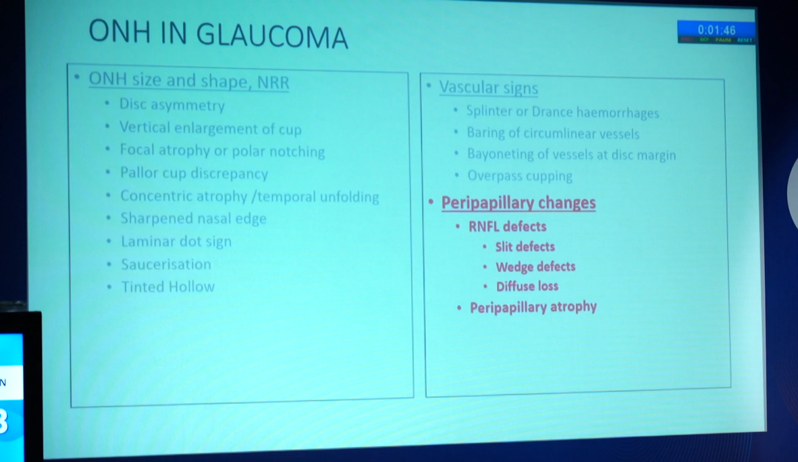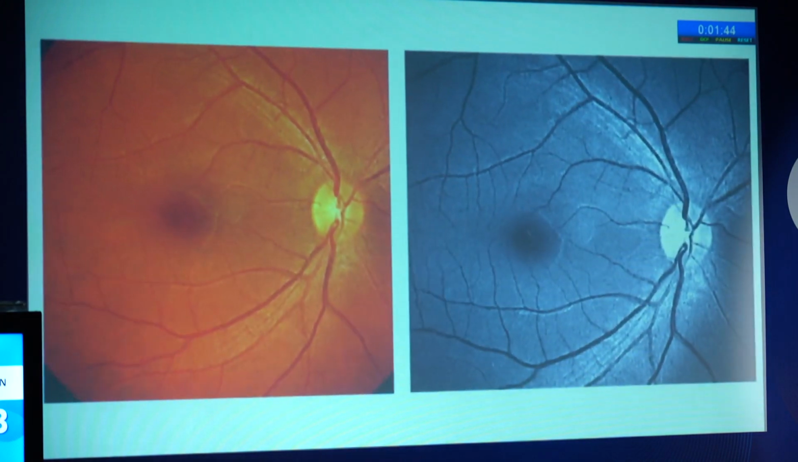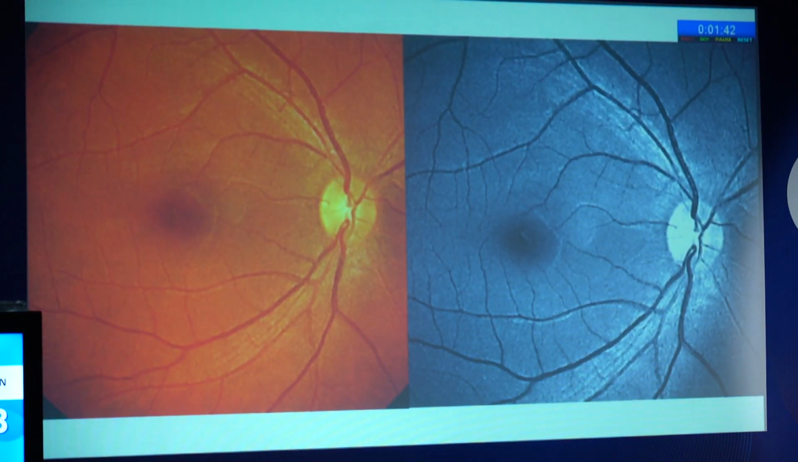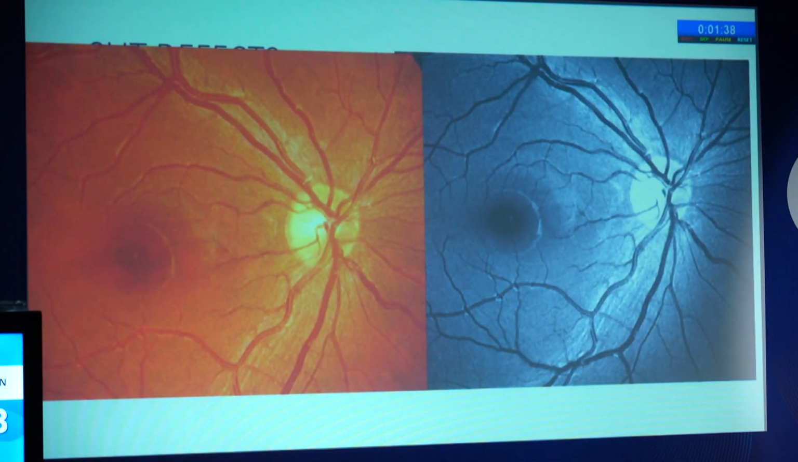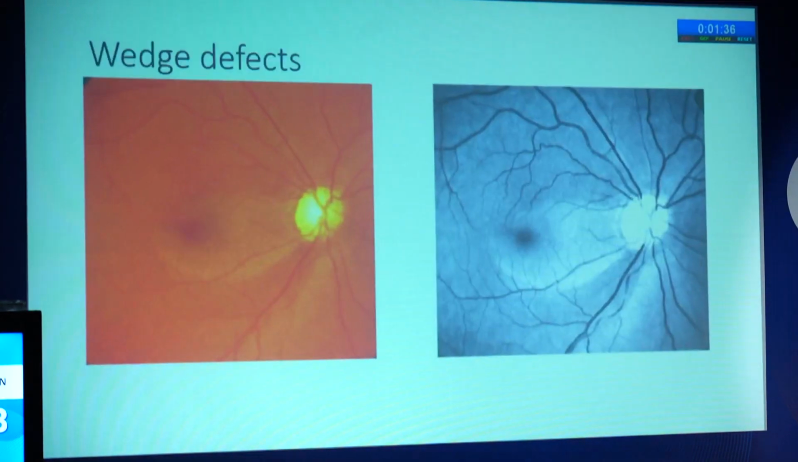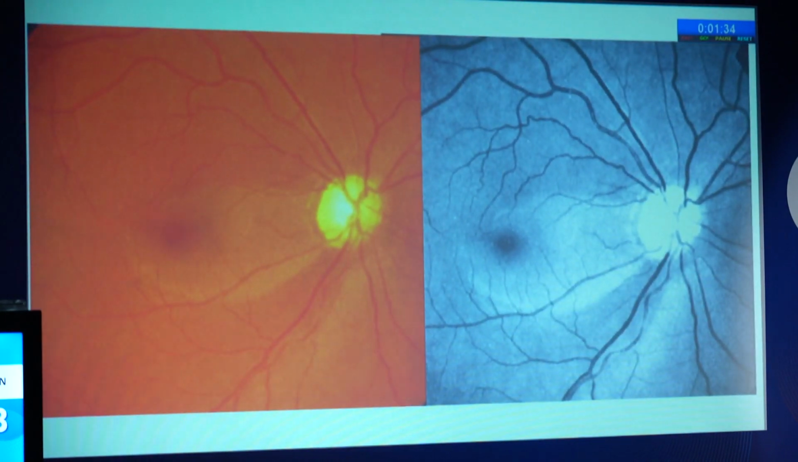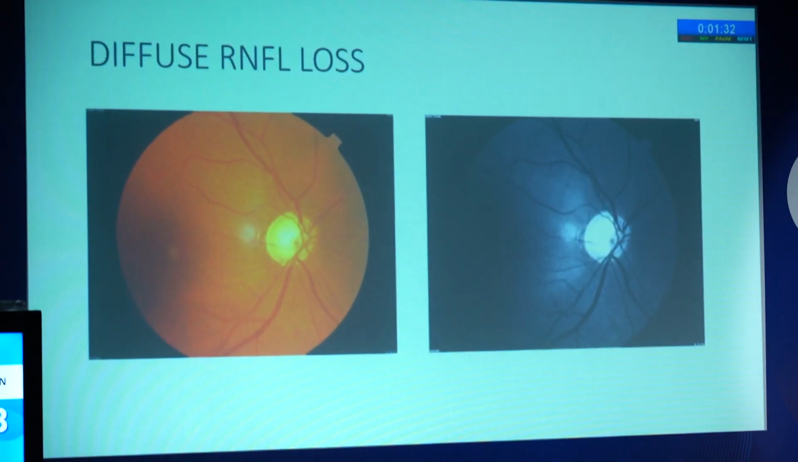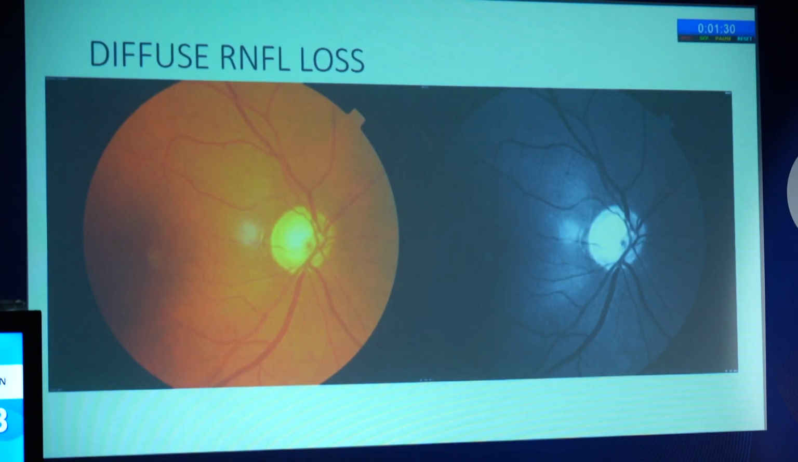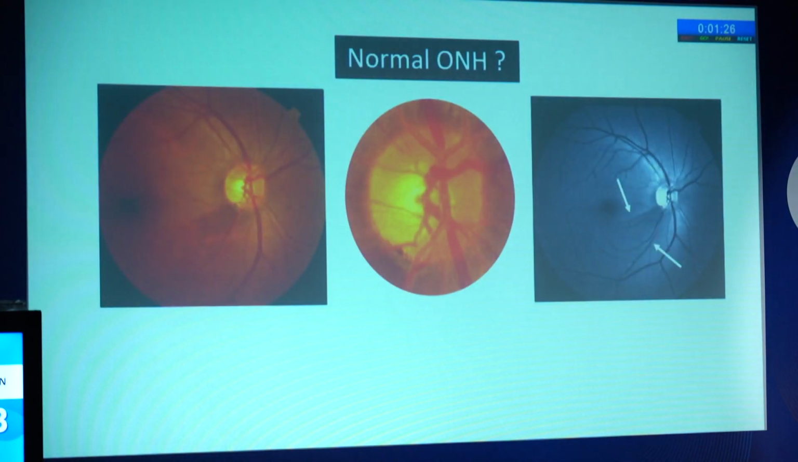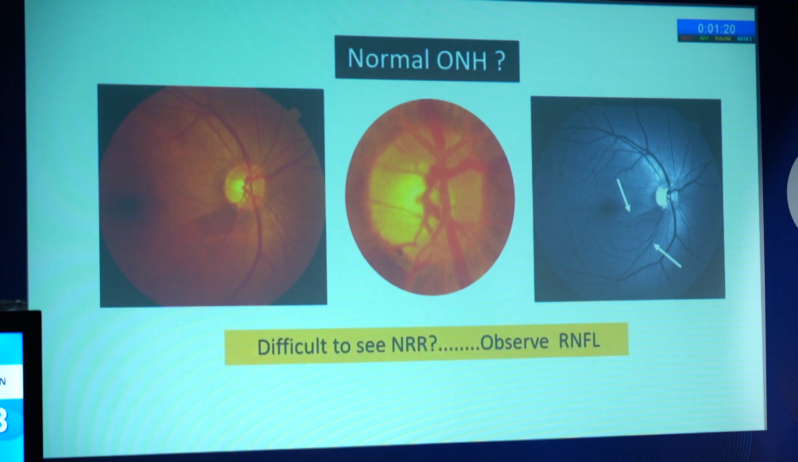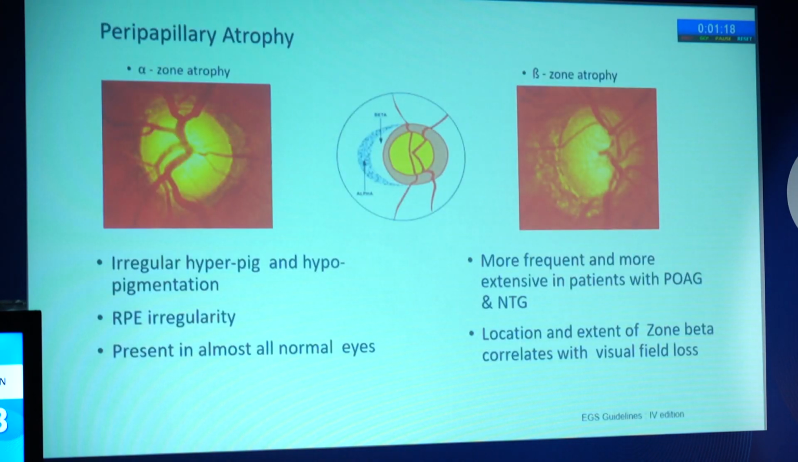So coming to peripapillary changes, there can be slit defects like this, which can be totally normal. Sometimes the slit defects are more and they coalesce and can form a defect. And this is a typical superior and inferior wedge defect. So diffuse RNFL loss is seen in these patients. Here is a normal ONH, do you see this? But if you see the RNFL, there is a wedge-shaped large defect. So you have to see the RNFL and NRR very carefully.